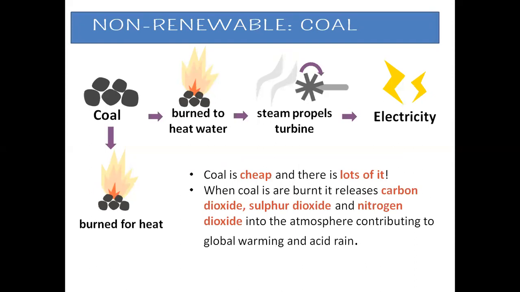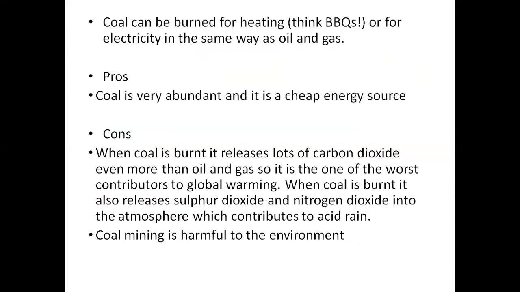When coal is burned, it releases carbon dioxide, sulfur dioxide, and nitrogen dioxide into the atmosphere, contributing to global warming and acid rain. Coal can be burned for heating barbecues or for electricity in the same way as oil and gas.